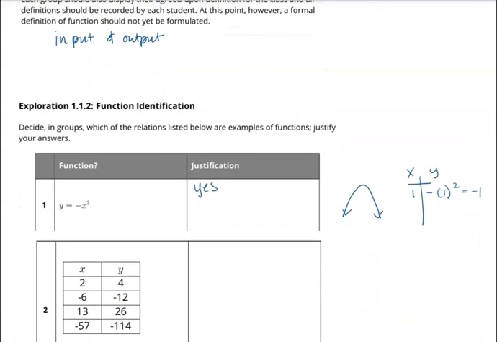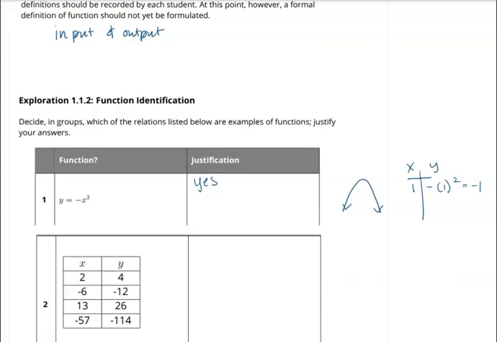We've got a lovely table there, so take a second and write it down, and then discuss with your table: function or not, why or why not.